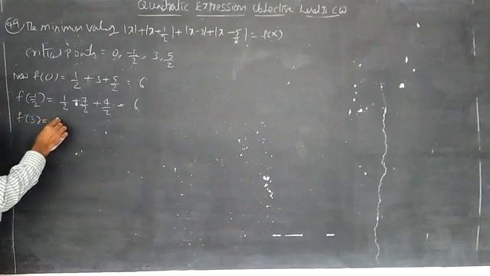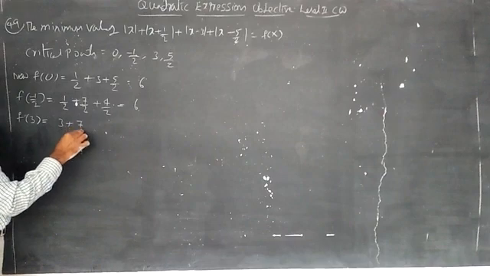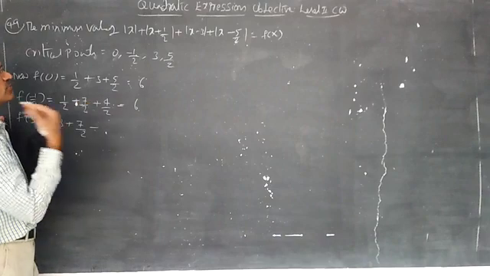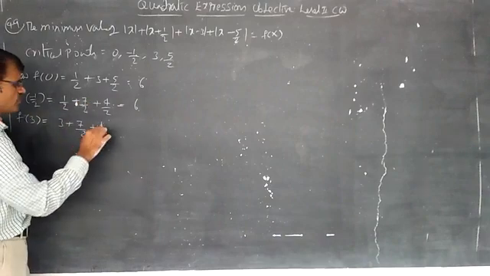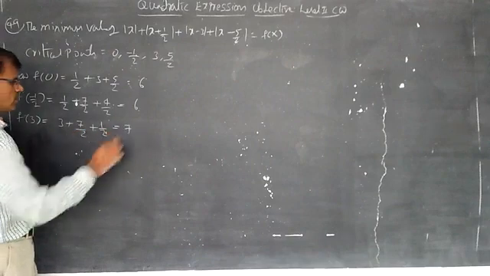F of 3, substitute here. 3 plus 2, 3 are 6 plus 7. This is 7 by 2. 3 plus 7 by 2 and 3 minus 3 becomes 0. 3 minus 5 by 2 plus 6 minus 5, 1 by 2. So 7 plus 1, 8 by 2, 4 plus 3, 7.